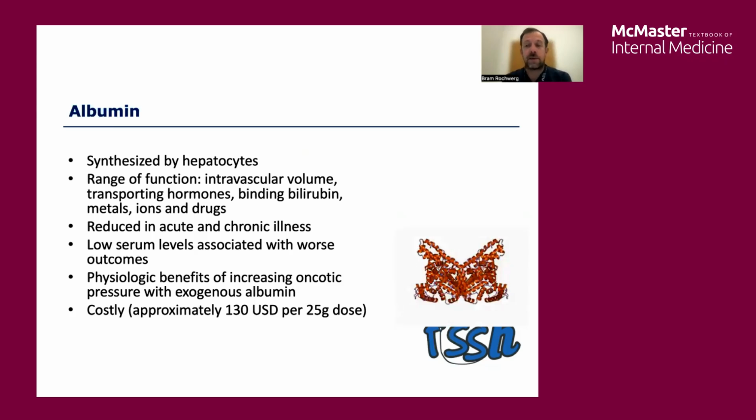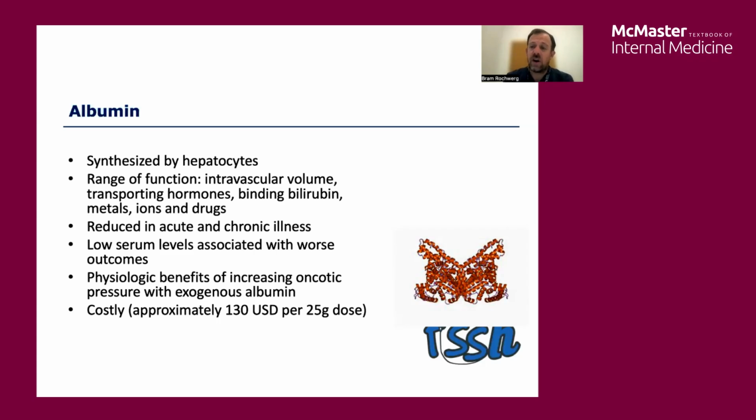You're probably relatively familiar with albumin, at least as an endogenous molecule. It's synthesized in the liver, has a range of functions, and it is an acute phase reactant, which means that it is reduced in both acute and chronic illness. And we know that low levels of serum albumin are associated with worse outcomes. The question often presented to us is whether artificially resuscitating the albumin level, bringing up the albumin level, is associated with improved outcomes. And here we are less certain.